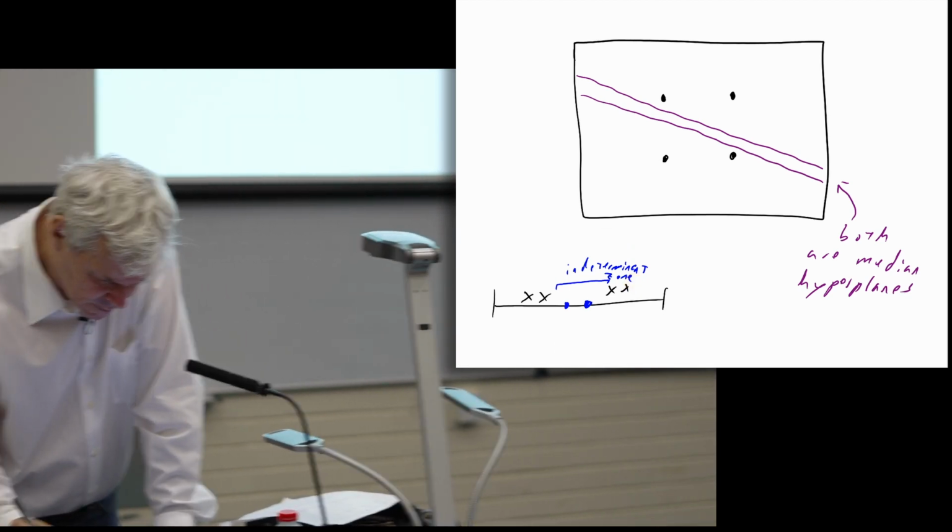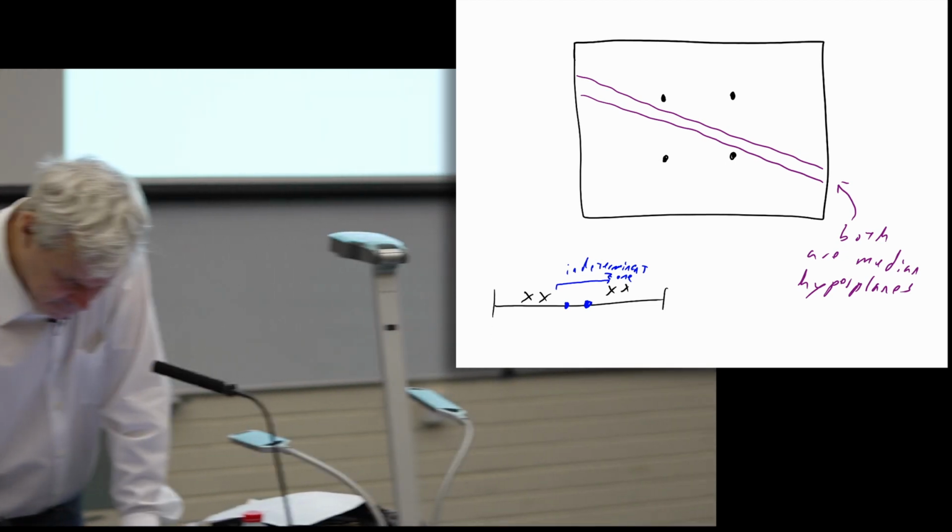But let me do this again. Get our 4 guys. Likewise, if we have very steep lines, this is a median hyperplane, this is a median hyperplane, this is a median hyperplane. All of these are median hyperplanes where you got 2 guys to the right, 2 guys to the left. Right? So the indeterminate zone as well. But same 4 guys.